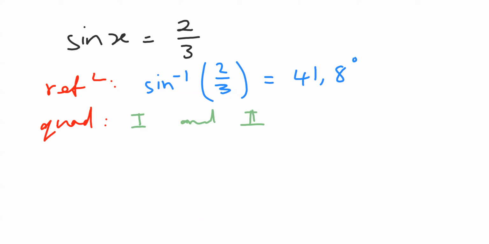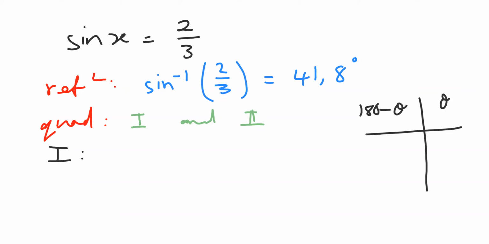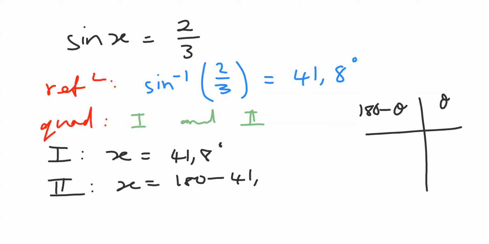Now, in the first quadrant we have theta, and in the second quadrant we have 180 minus theta. So for the first quadrant, x is just equal to the reference angle, 41.8. But in the second quadrant, x is equal to 180 minus that reference angle, 41.8. And the final answer for this will then be 138.2 degrees. You can also just verify with your calculator.